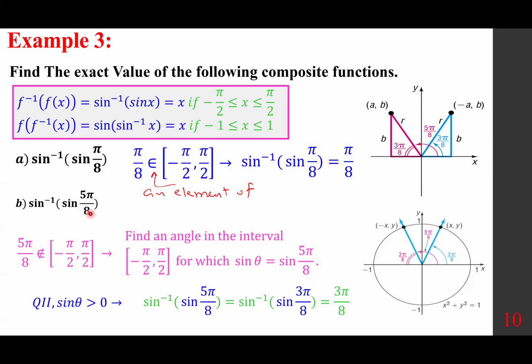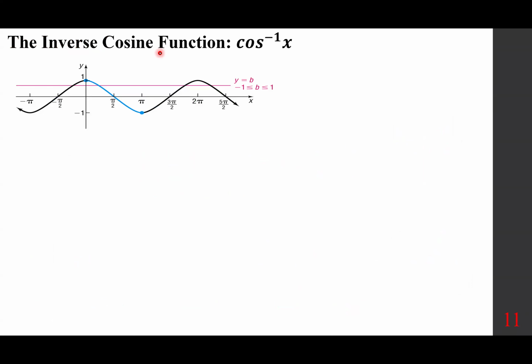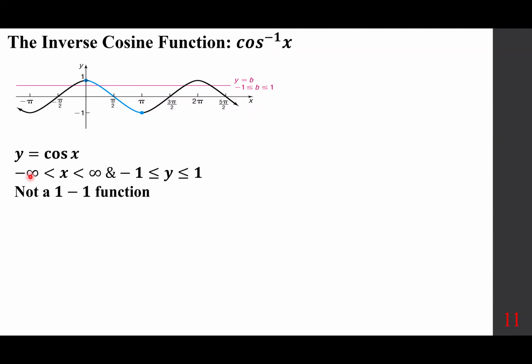So be careful when you are working on the inverse trigonometric functions. All right, let's look at cosine. Here's the cosine function, y equals cosine x. X is between negative and positive infinity, y is between negative 1 and 1, and it's not a one-to-one function.